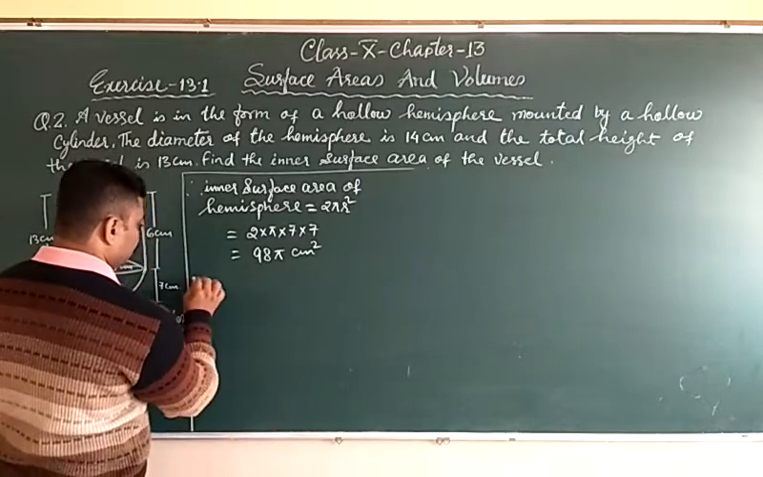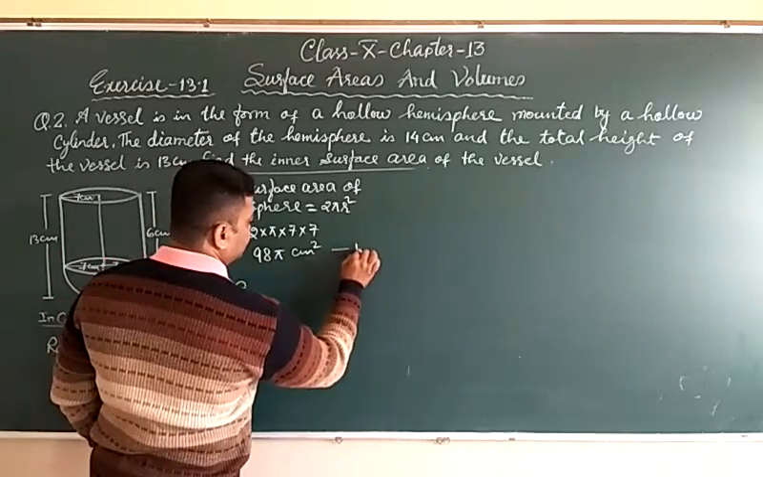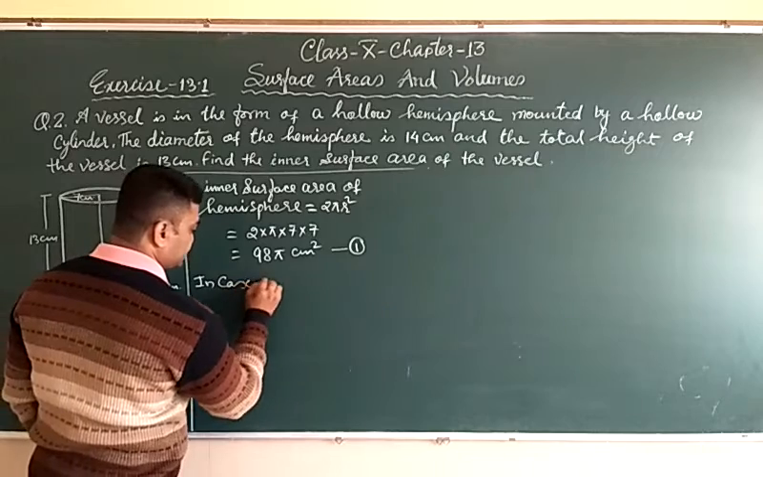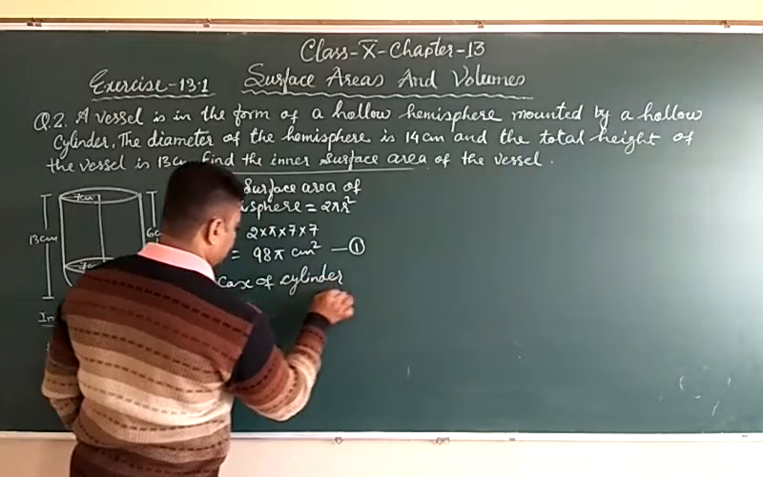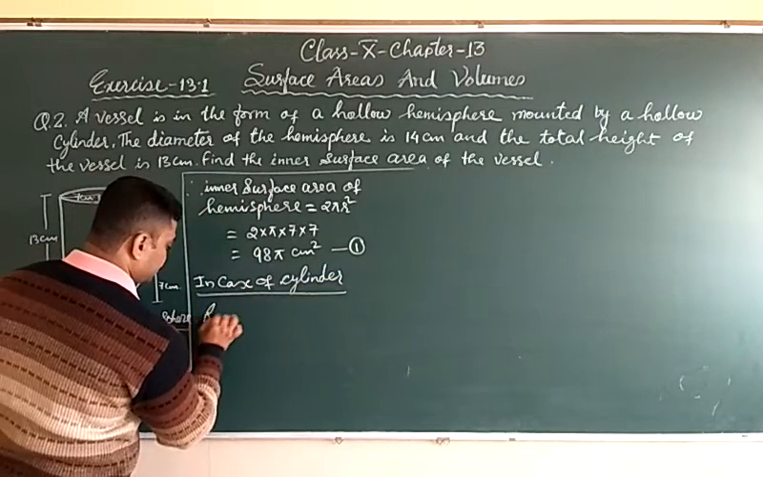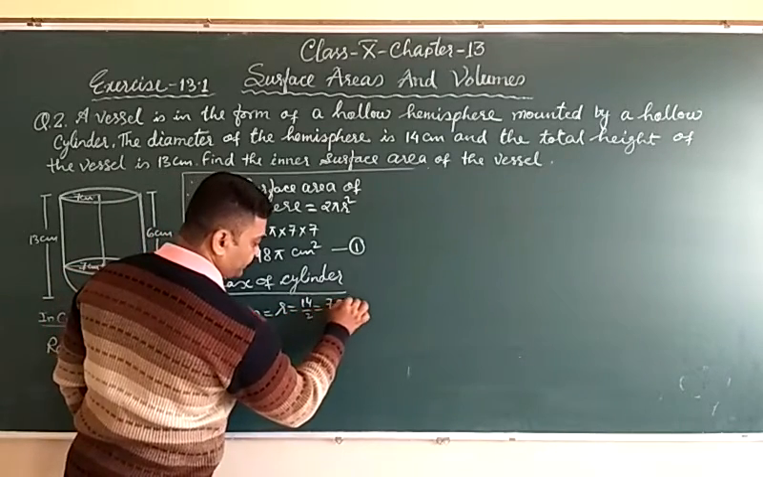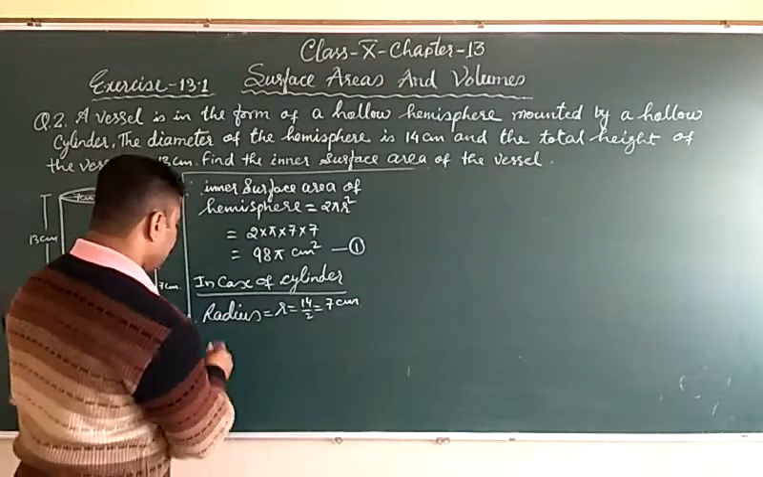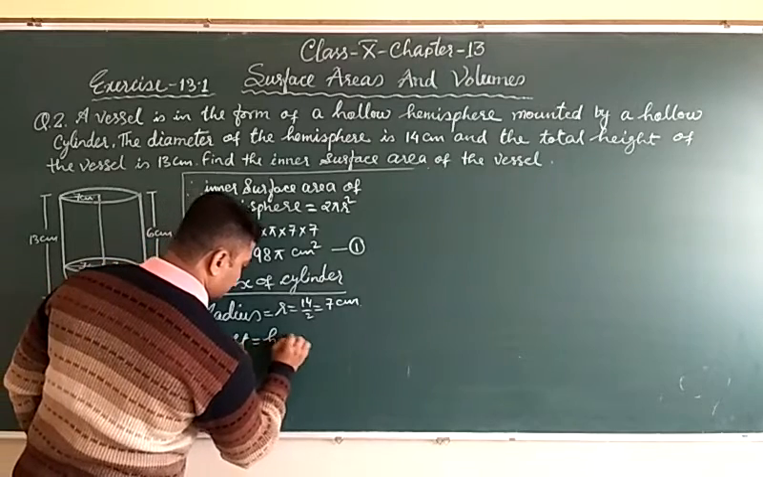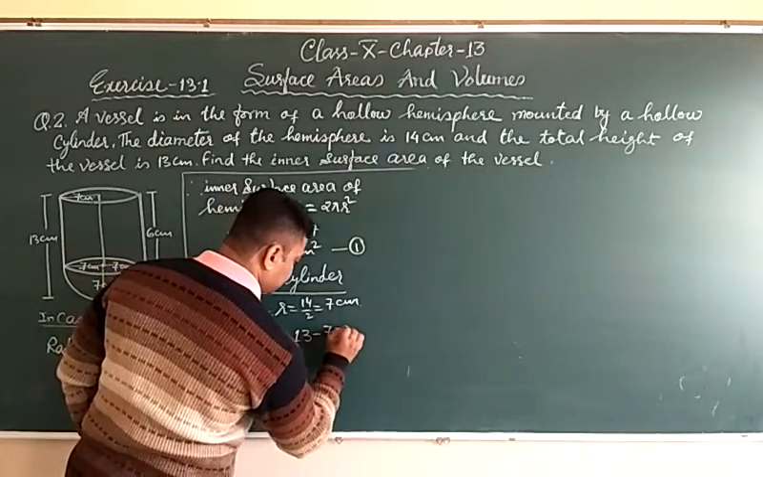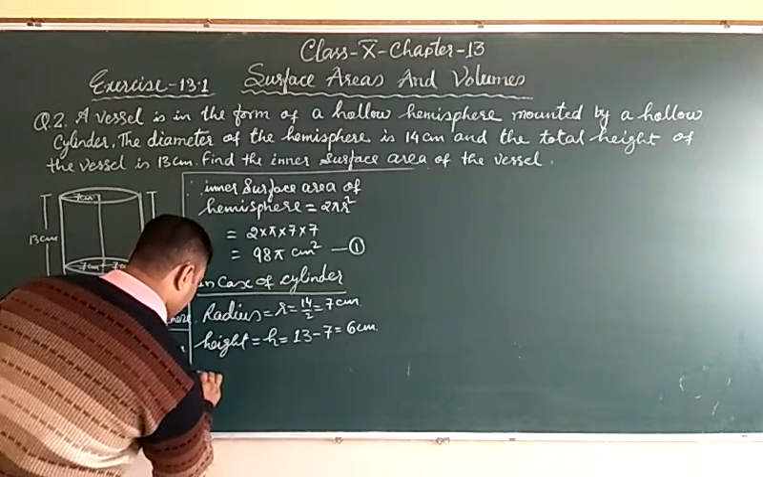Clear? Now, in case of the cylinder, radius r is equal to 14 upon 2, that is 7 centimeter. Clear? Then height h is equal to total height 13 minus 7 centimeter, is equal to 6 centimeter. Clear?